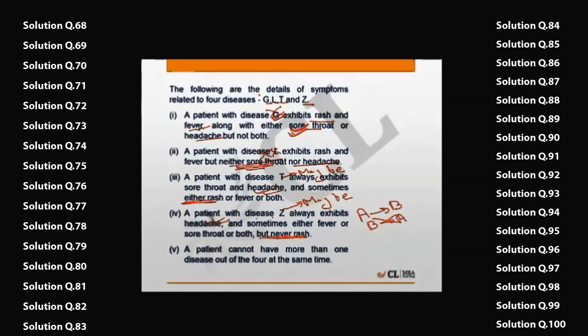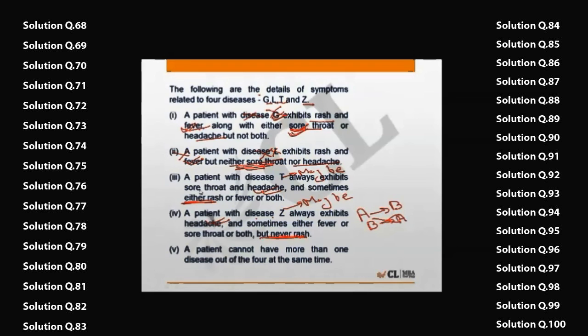Condition 1 says that a patient with disease G exhibits rash and fever. Let's focus on fever. The patient in the third question of the given set cannot be suffering from G, because this person exhibits neither fever nor sore throat. So we rule out disease G for this particular person. Similarly, the second condition says a patient with disease L exhibits rash and fever. So fever is again here, and it is clearly given that this patient in the third question of the set exhibits neither fever nor sore throat. So our patient in this question cannot be suffering from disease L also.